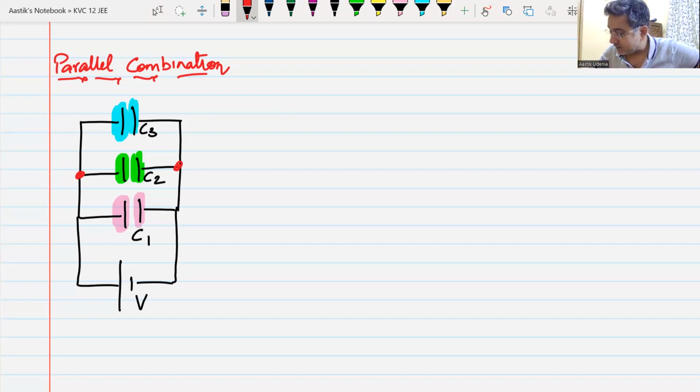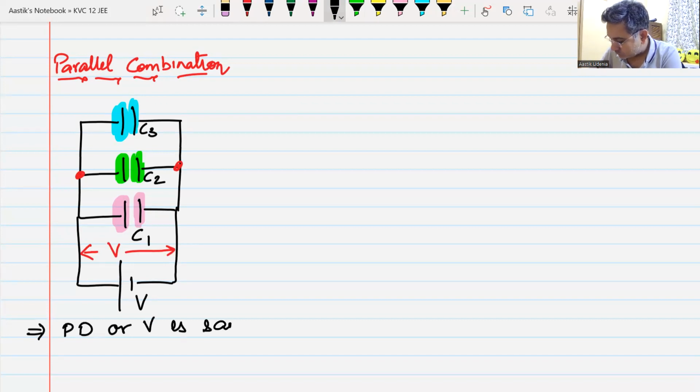And what happens in this parallel connection? They will have the same voltage drop across them. So that is what we are going to write. Potential drop, or you can call it potential drop V, is same. But the charges that are going to flow are different.